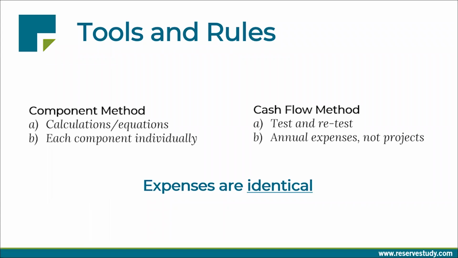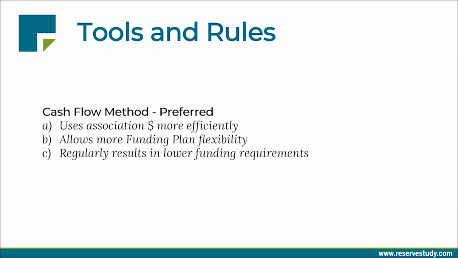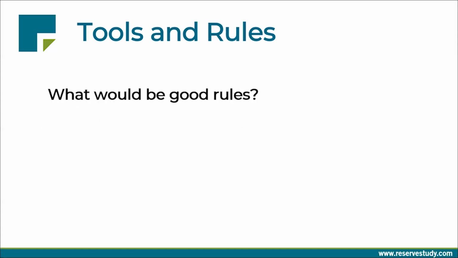Nothing different about expenses. Now, cash flow method is the preferred method because fundamentally it uses association dollars more efficiently. They're not tucked away into different corners assigned to different specific projects. It allows more funding plan flexibility, and I'll show you that later on. And the great result is it regularly results in lower funding requirements for the association.